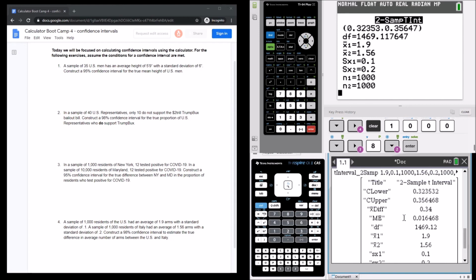So our t-interval gives us, and remember we're estimating here the true mean difference between the number of arms in the US versus Italy. Our lower bound is 0.32 and our upper bound is 0.36 or so. So I'm going to say that we are 98% confident that the true mean difference in the number of arms between US residents and Italian residents is probably captured in the interval from 0.32 to 0.35, with US residents having more arms than Italians.